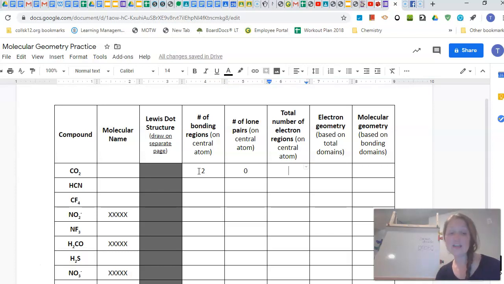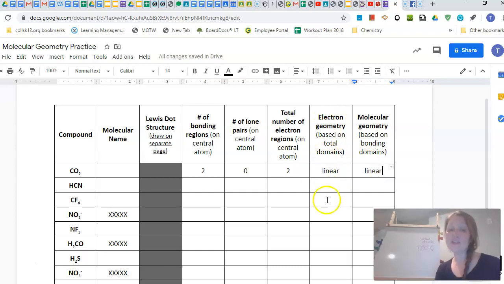So my total is now just going to be what I get when I add up my number of bonding regions and my number of lone pairs. So this ends up just being 2 as well. Now, we think about what geometry do I want to get these as far away from each other as possible. I would want them to be linear. That's based on my 2 domains. And for this one, since they're both bonding, the molecular geometry gets to be linear as well.